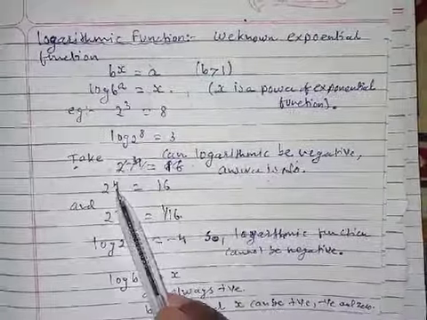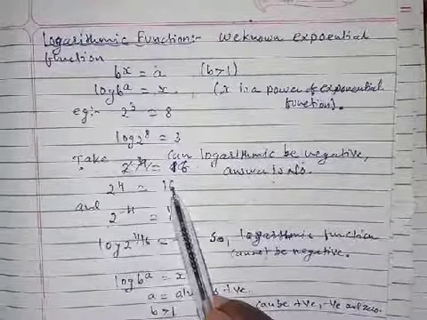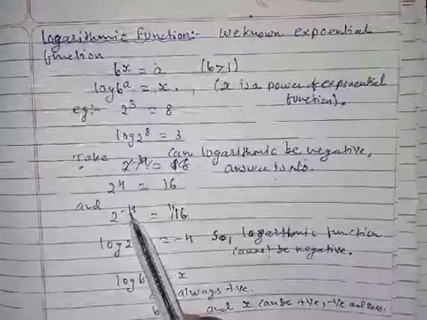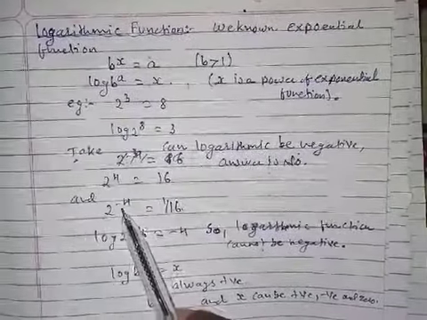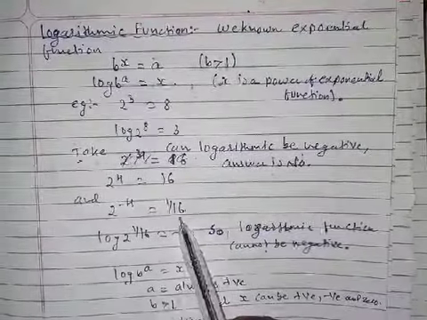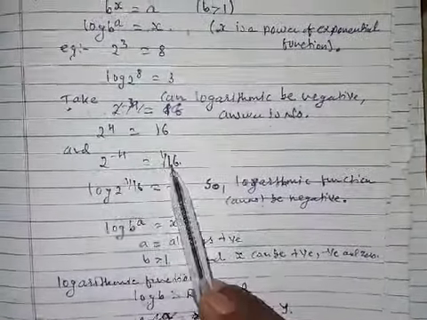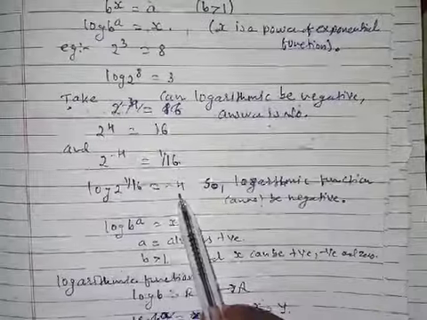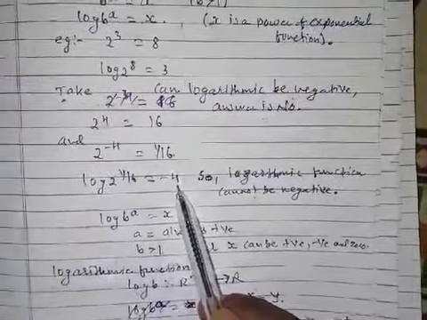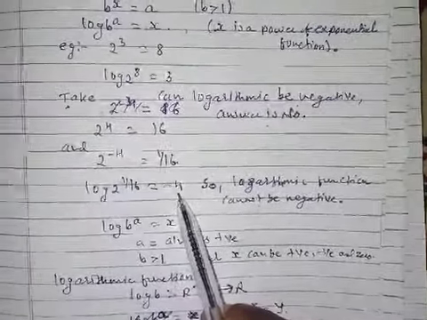Say 2 raised to 4, it becomes 16. 2 raised to minus 4 will become 1 upon 16. Now if you operate log on both sides, what do you get? Log base 2 of 1 upon 16 is equal to minus 4. So the logarithm function can never be negative.